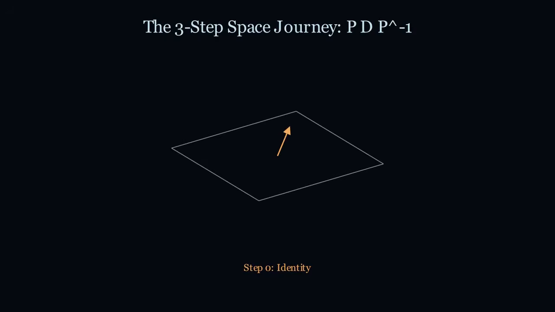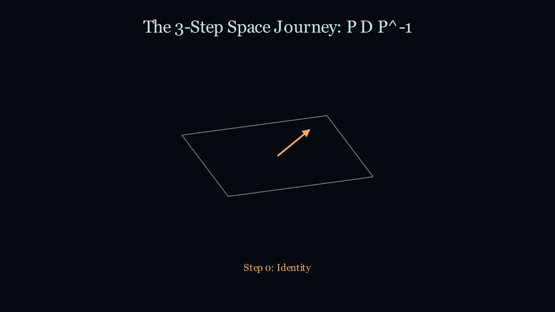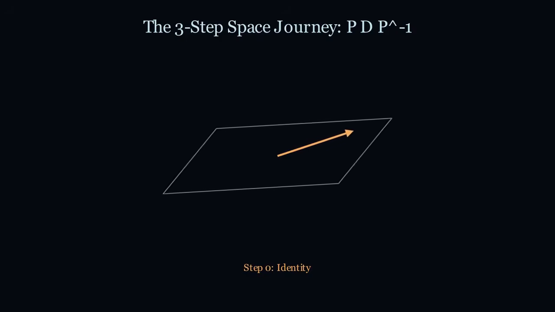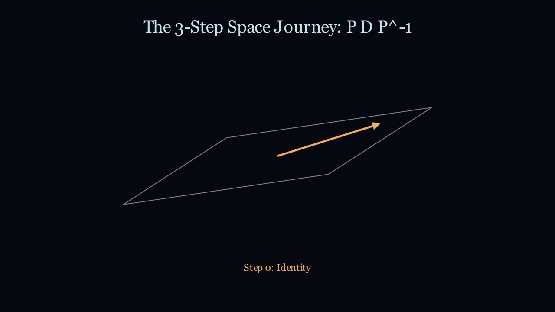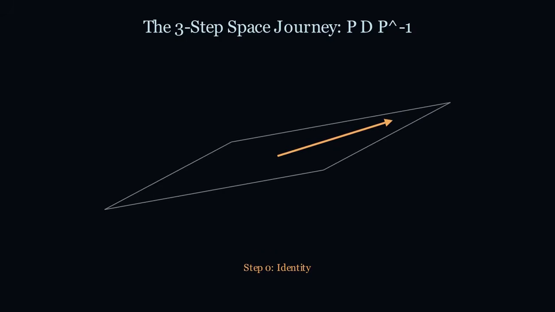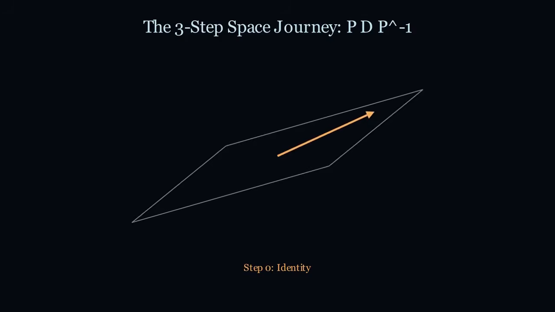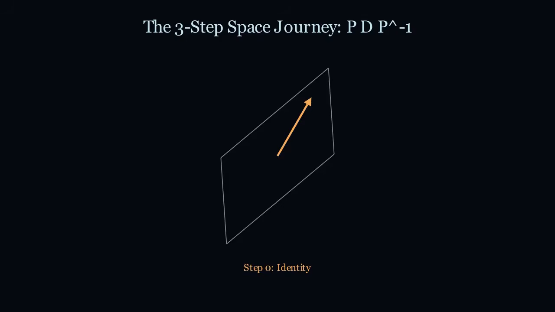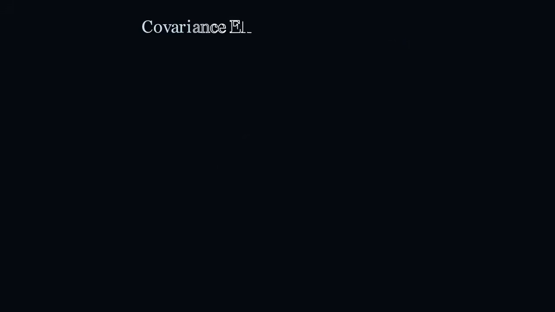Let us visualize the geometric sequence of the expression P D P inverse acting on a data vector. First, the matrix P inverse rotates and skews our coordinate grid so that the eigenvectors become the new standard x and y axes. Second, the diagonal matrix D applies a pure stretch or compression along these new axes with no rotation whatsoever. Finally, the matrix P rotates the grid back to its original orientation. This three-step process produces the exact same spatial distortion as the original matrix A.